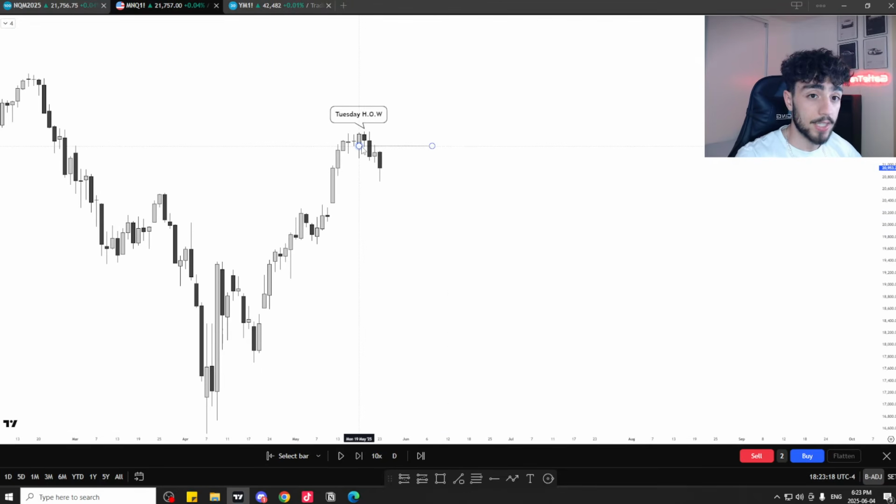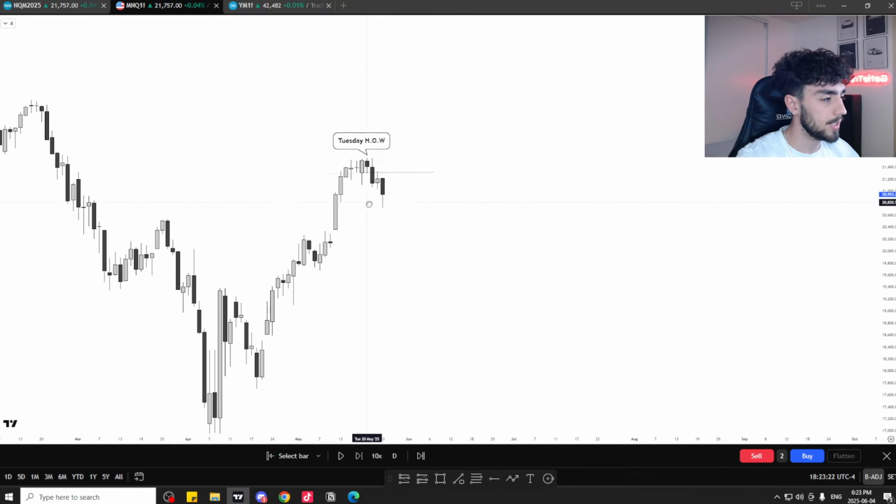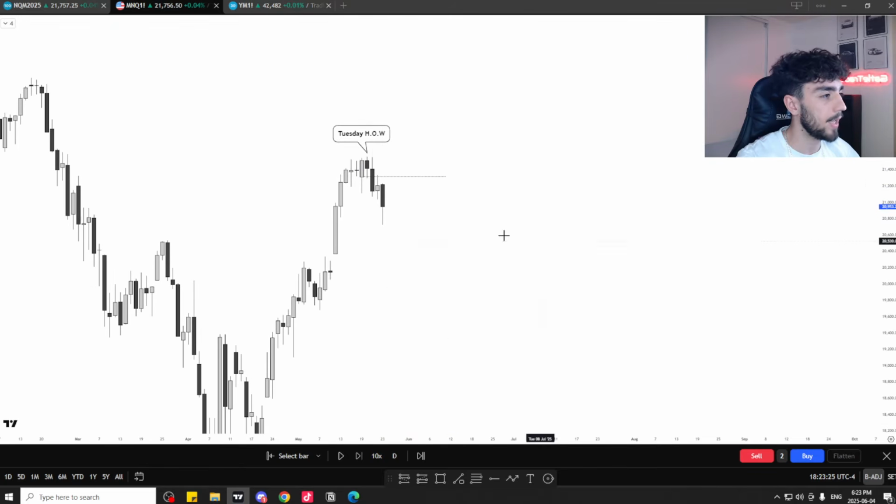So this is this week. Or I think last week, sorry. Anyways, this was very recent. You can see here, I marked out the opening price, and we had an opening right here around this price level.